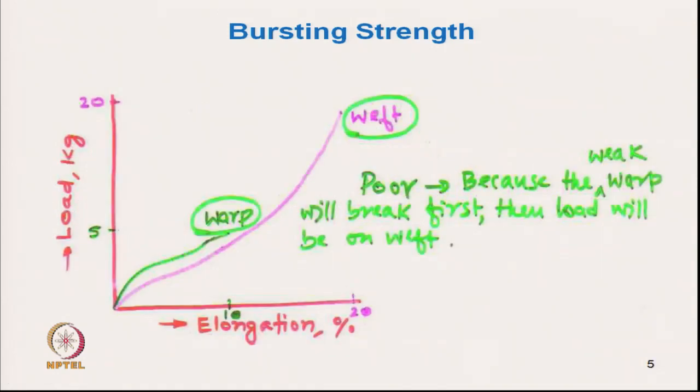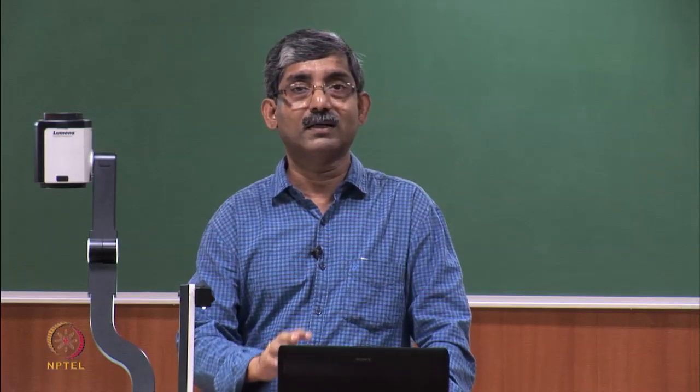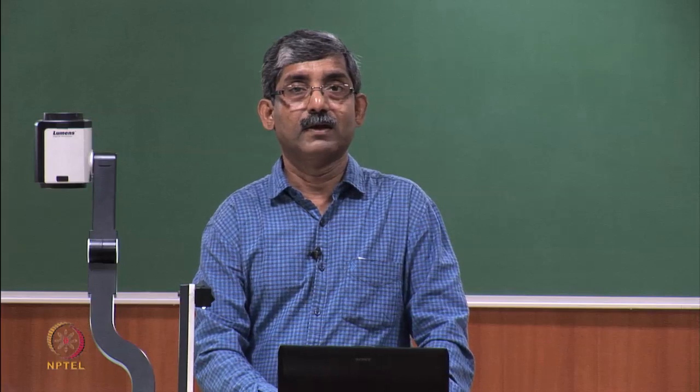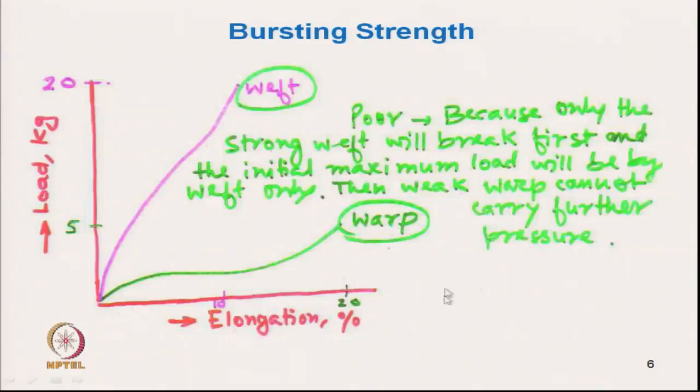Now, in this one, the weft has higher strength and the warp is weaker with a lower length; this is poor. As far as bursting strength is concerned, this type of fabric will give poor performance, because the weak warp will break first, then the total load will be transferred to the weft. So, they will share the load sequentially, which will not result in higher bursting strength. And similarly, this one is also poor, as we have discussed, because only the strong weft will break first. So, the strong yarn breaks first, and then the total load is transferred to the weaker warp.